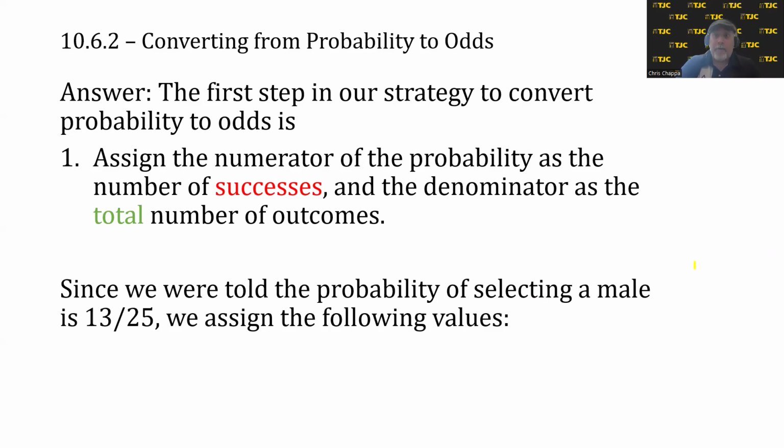The numerator represents the number of successes, so that's 13. And the denominator represents the total number of outcomes. That's 25. Step 1 is done. Successes, 13 of them. Total outcomes, 25 of them.